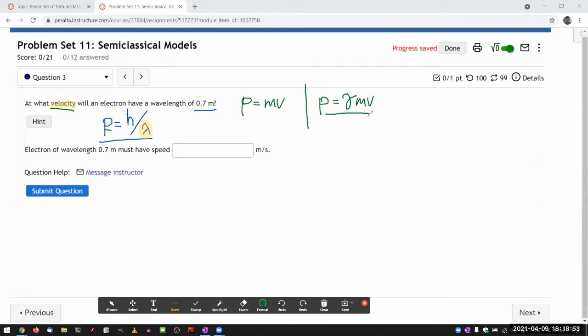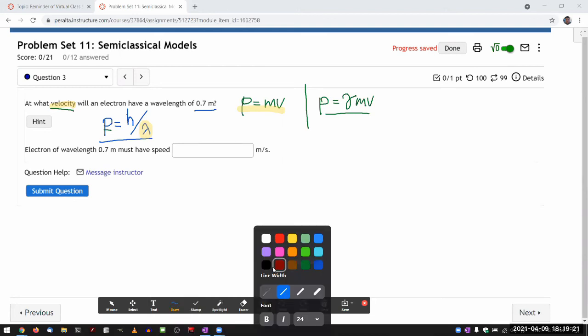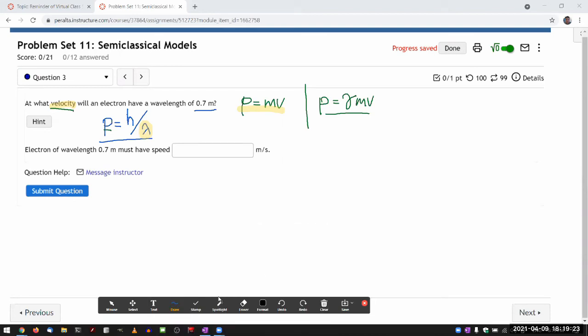What I would normally do, in most cases, unless I had a strong feeling that it was going to be relativistic, is start out with a non-relativistic expression, because it's algebraically easier. But what I would always do is, once I get the number, compare it with the speed of light c.